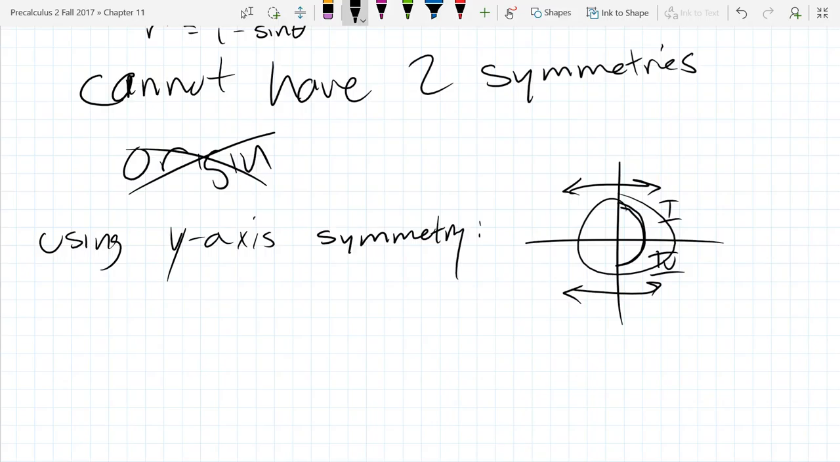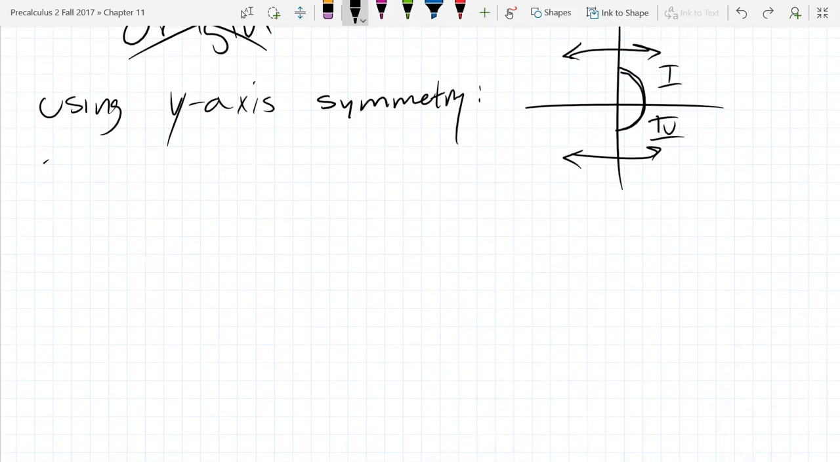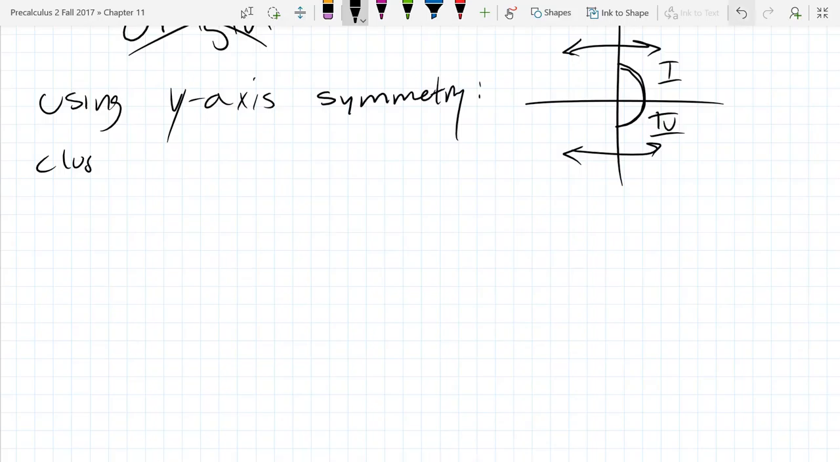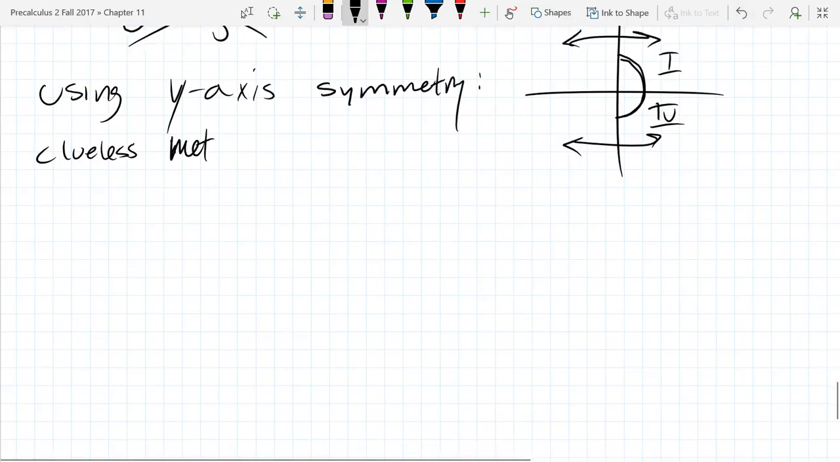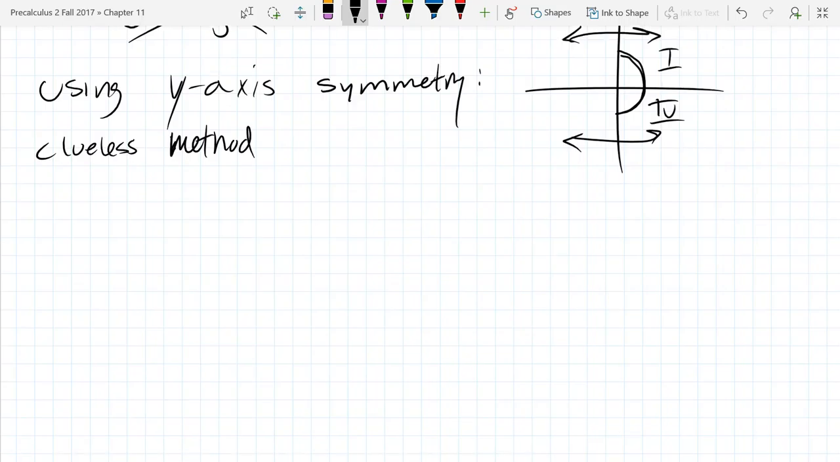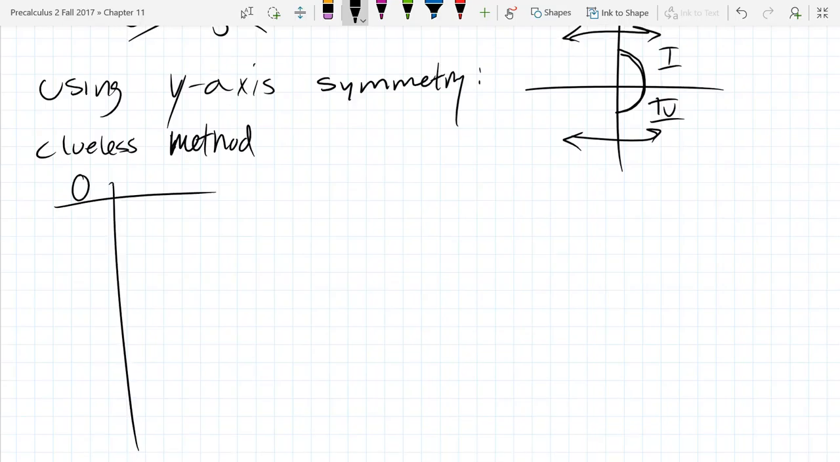So it's really important. We're doing the Precalculus method. It can take a long time if you don't use symmetry. If I don't use symmetry, I basically have to graph all four quadrants and plot, whatever, 16 points or so. It's going to take a long time. So this way, I'll get to only plot half the number of points. All right, so Precalculus method.